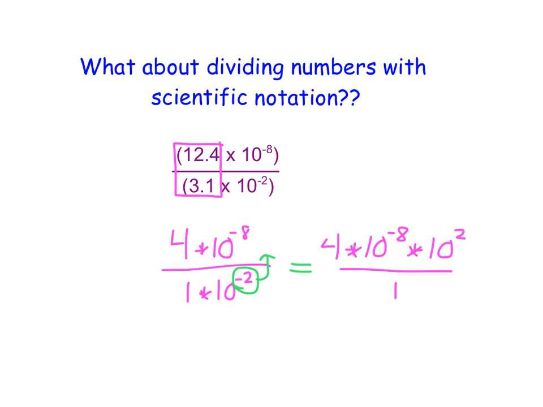So then from here we can combine. We know that if we have two numbers with the same base that are being multiplied, we can add their exponents. So this becomes 4 times 10 to the power of negative 8 plus 2, which is equal to negative 6.